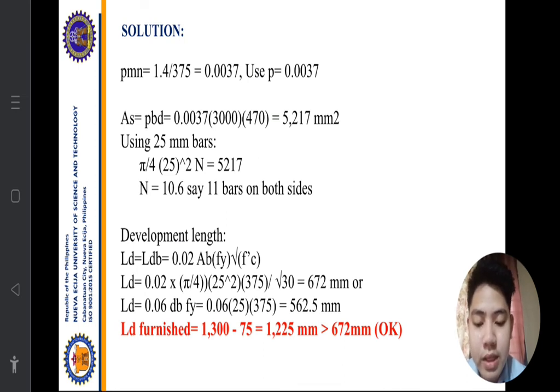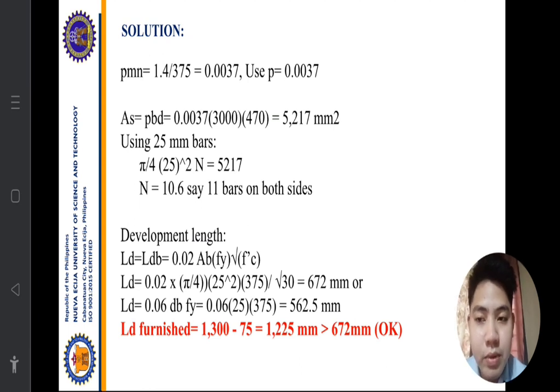Our development length, Ld, is equivalent to Ldb. It is equal to 0.02 times Ab times fy times square root of f'c. Ld is equivalent to 0.02 times pi over 4 times 25 raised to 2 times 375 over square root of 30. We are going to get a value of 672 millimeters, or Ld is equivalent to 0.06 db times fy. Substituting all the values, we are going to get 562.5 millimeters.